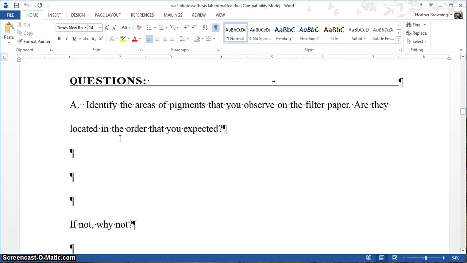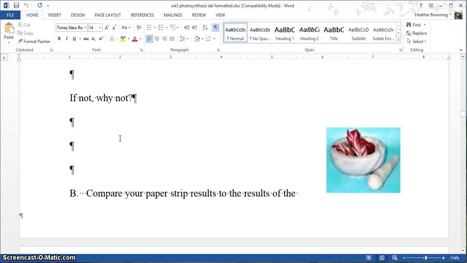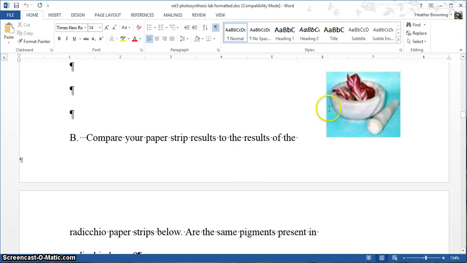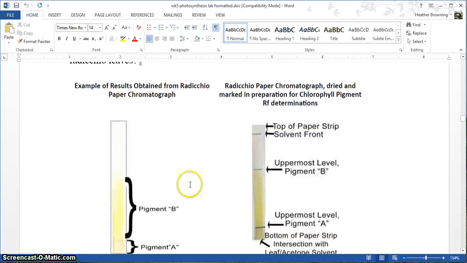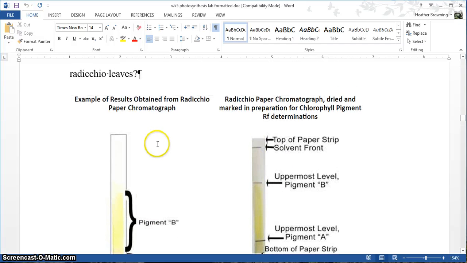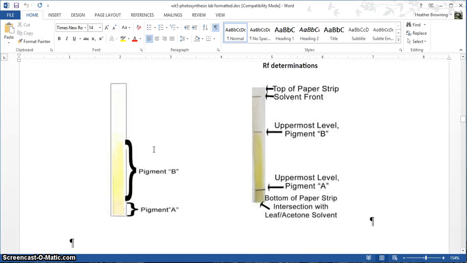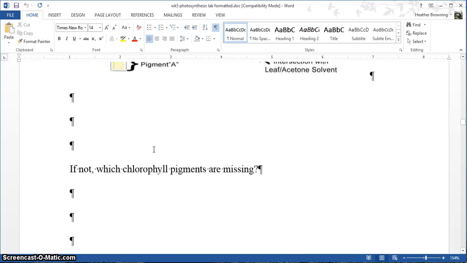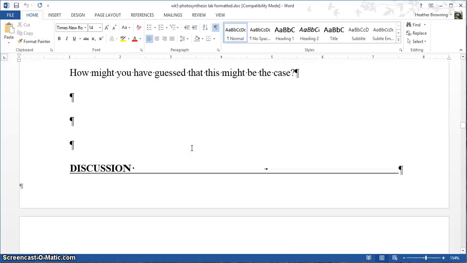Okay, then let's go down. We identify the areas. Why or why not? We produce. So the radicchio leaves, I have given you what's in here, and you're just going to compare versus these pictures, okay? Because for some reason it wasn't in there originally, and we talk about all that stuff, right?